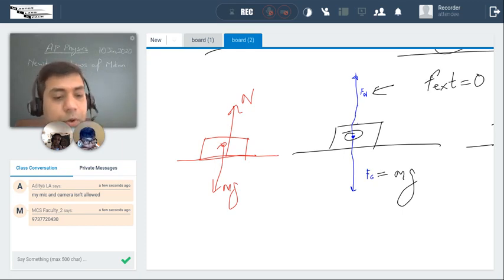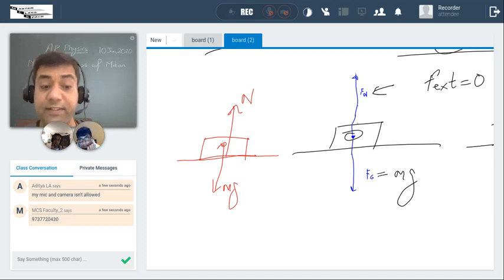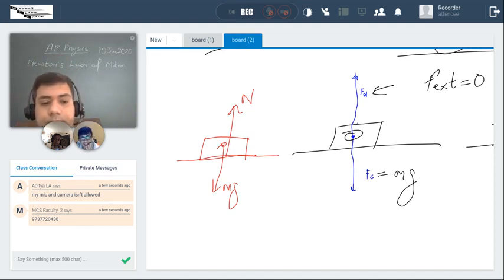I want to ask you one more question. What is center of gravity? What is center of mass? Is there a difference between center of gravity and center of mass? Like, I don't know. There's no difference.